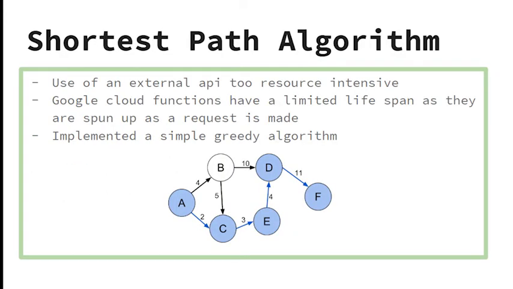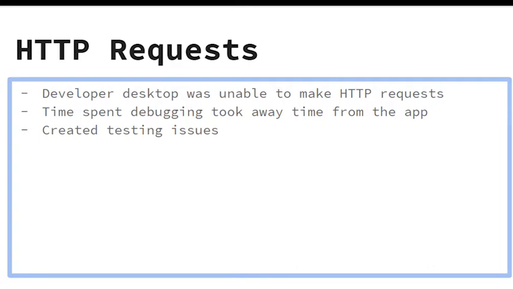The challenge that we faced as a team was the shortest path algorithm for the items that are added to a cart and showing the individual customer where they are in the store. Initially, we planned to use an external API, but this proved to be too resource extensive. This is because Google Cloud Functions have a limited lifespan, as they are spun up when the request is made and die after a certain period of time. As a result, we were required to implement a simple greedy algorithm. While it does not always provide the most optimal solution, it will always provide a solution for our customers.